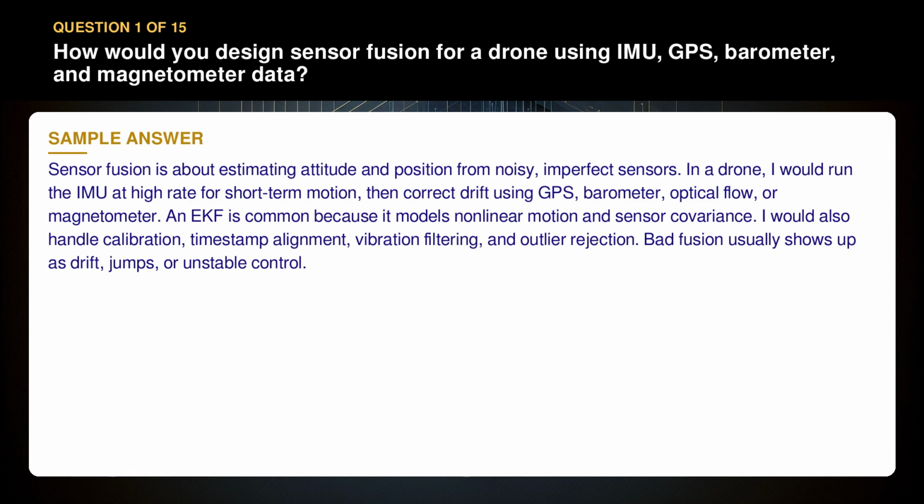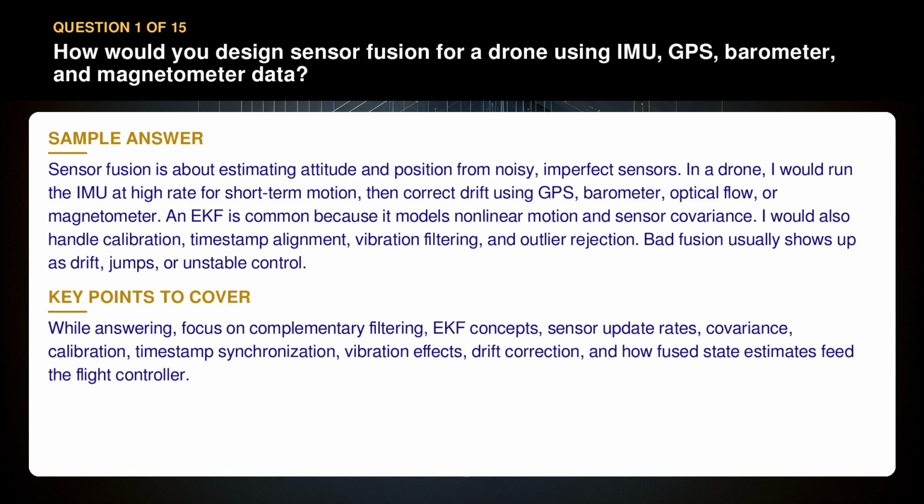I would also handle calibration, timestamp alignment, vibration filtering, and outlier rejection. Bad fusion usually shows up as drift, jumps, or unstable control. While answering, focus on complementary filtering, EKF concepts, sensor update rates, covariance, calibration, timestamp synchronization, vibration effects, drift correction, and how fused state estimates feed the flight controller.